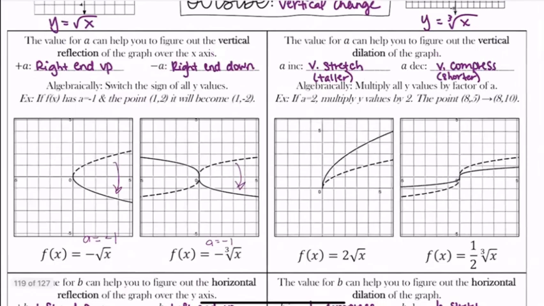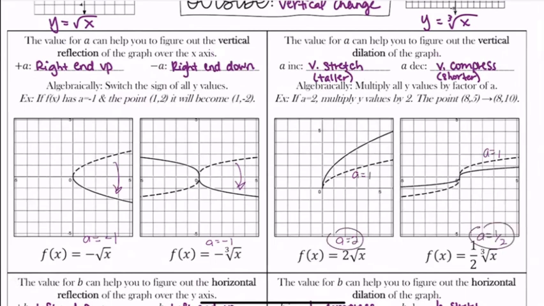Looking over at the other part of a, it says the value for a can help you figure out the vertical dilation of the graph as well. Here is an example. Let's go ahead and mark that. So obviously our dotted line, remember we said that was the parent function. That means a is equal to 1. And then for the other ones, here I have a equal to 2. And then this one is a is 1/2.